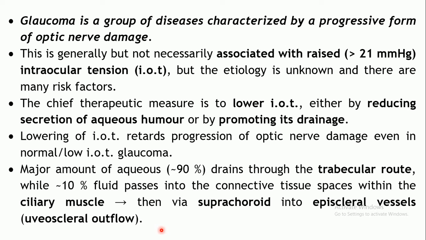Either of these can be promoted by certain drugs to reduce the intraocular tension, or there are certain drugs which reduce either the formation or secretion of the aqueous humor. So these are the two main therapeutic approaches towards the treatment of glaucoma. Ultimately your target should be to decrease the intraocular tension.